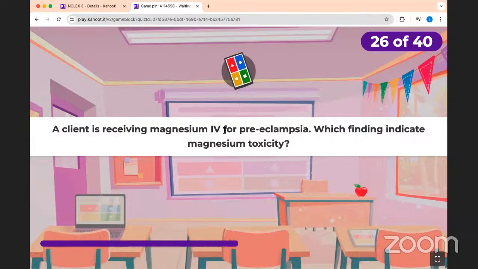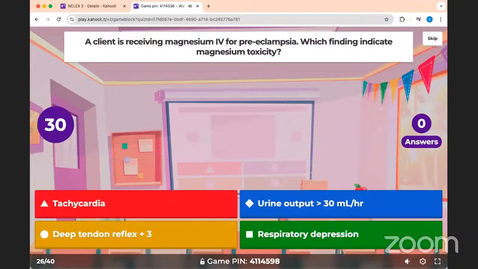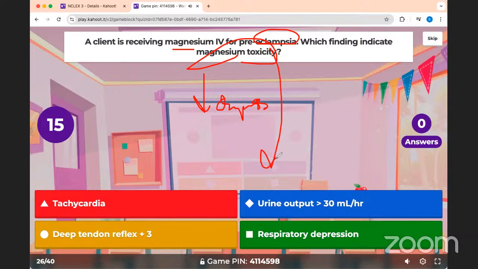Client receiving IV magnesium for preeclampsia, which finding indicates magnesium toxicity? The reason I'm giving magnesium is to prevent eclampsia. That means magnesium is a depressant. It's going to depress things. Which one indicates toxicity? You see the way I approach it? It doesn't matter if you have 20 minutes. If you know how to break it down, in 5 seconds you pick the answer.